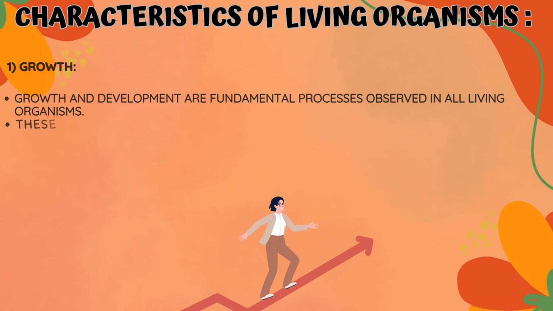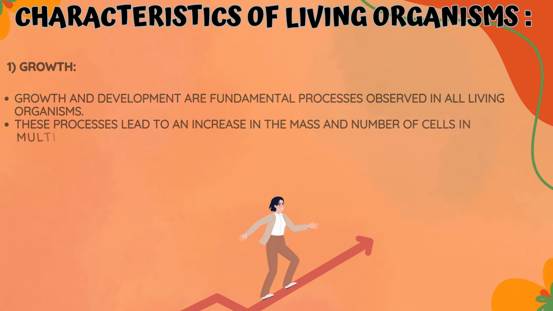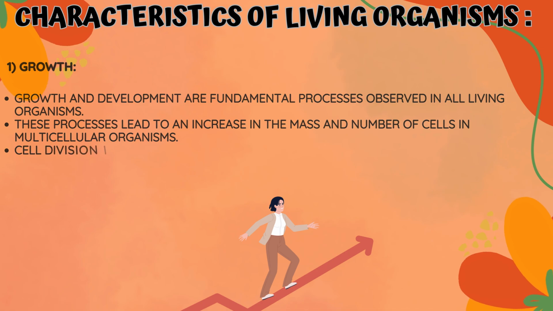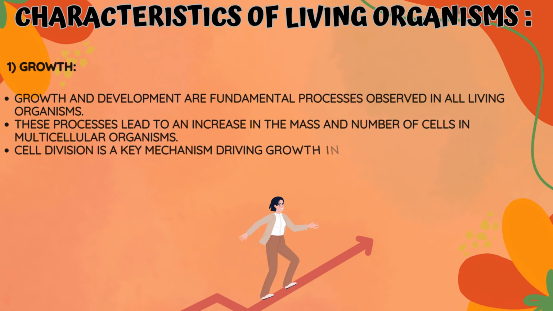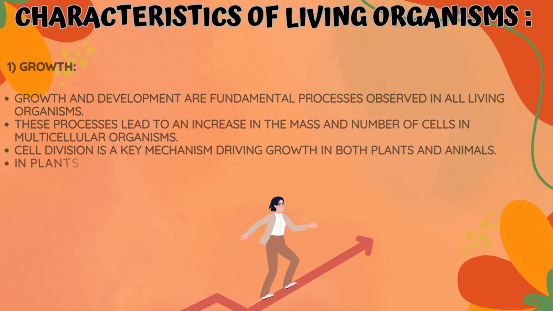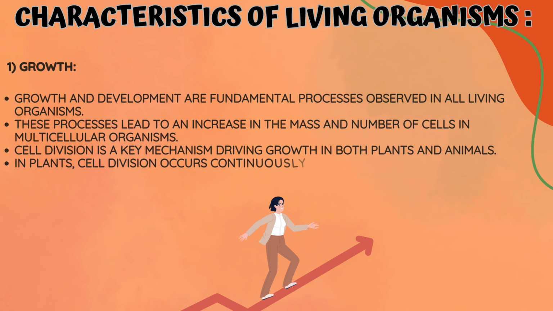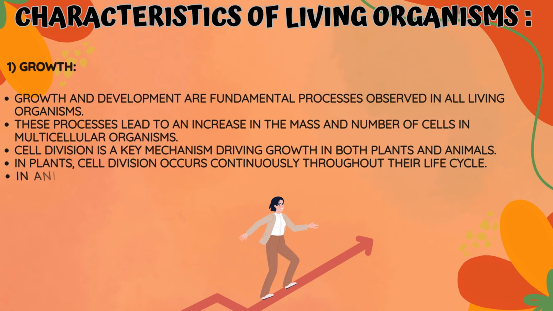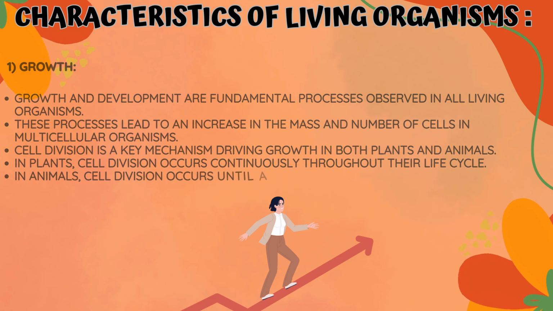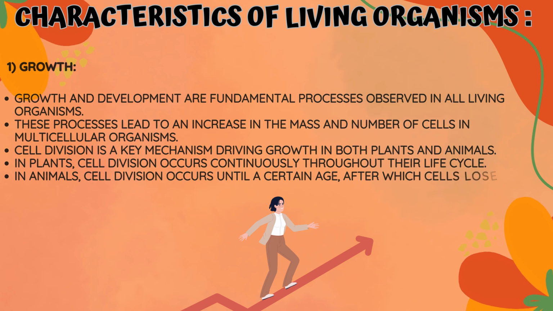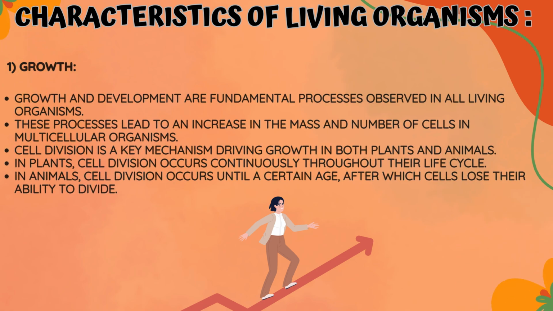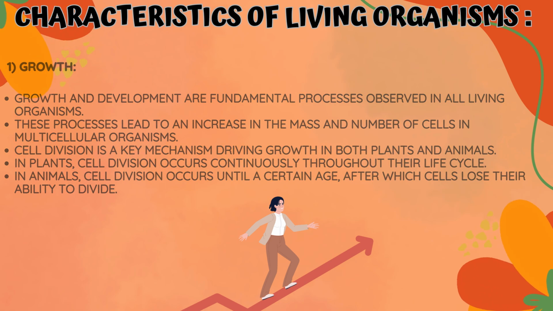First, growth. All living organisms can undergo the process of growth and development, which results in an increase in the mass and number of cells. Multicellular organisms grow by cell division. The growth of plants and animals takes place with the help of cell division. In plants, cell division occurs throughout their life, while in animals, cell division occurs up to a certain age and then cells lose their capability to divide. It results in an increase in body mass and in the number of cells.